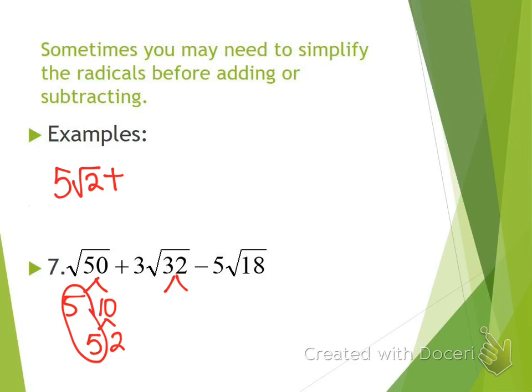We could use 8 and 4. Personally, I like 2 and 16 because 16 breaks into 4 and 4, which is a pair. I always like pairs. So I have a pair of 4s and a lonely 2. So what does this become? 4 root 2.